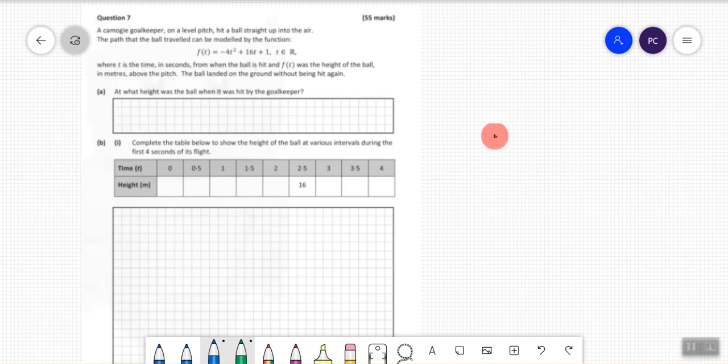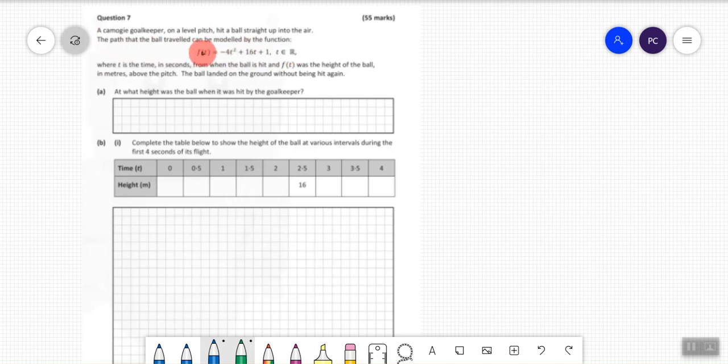Okay, so this is question 7, and I think this was in the 2019 paper. So again, this is one of the function questions. If we have a read over the question, a camogie player on a level pitch hit a ball straight up into the air. The path that the ball travelled can be modelled by this function. So this is our function here.